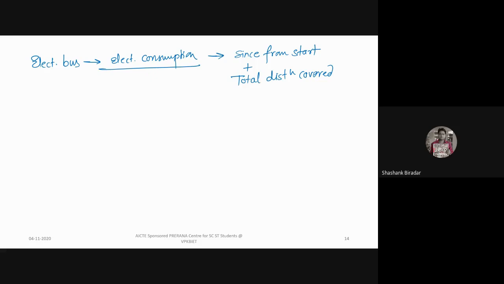The bus travels M, N, O, and P, in that order. So the cumulative distances traveled and the corresponding electricity consumption are shown in the table. Then cumulative distance traveled in kilometers and electricity used in kilowatt hour.